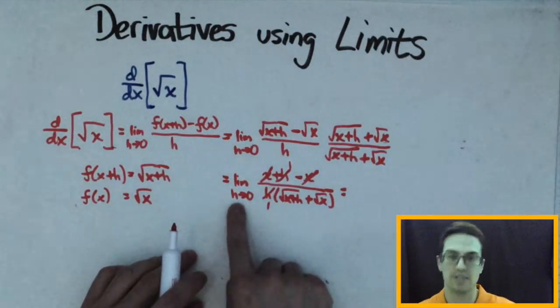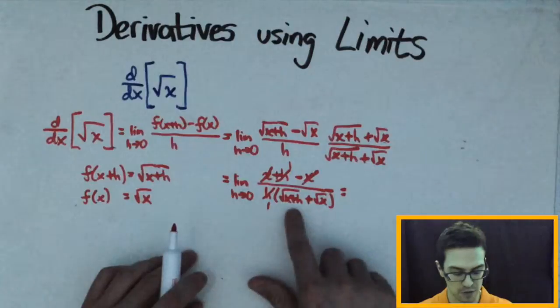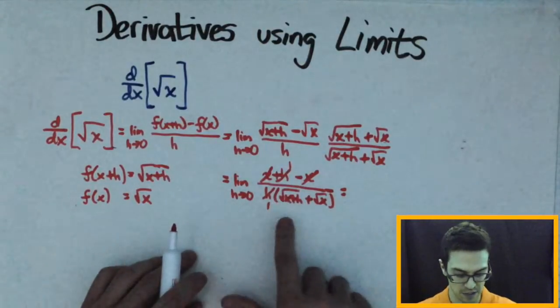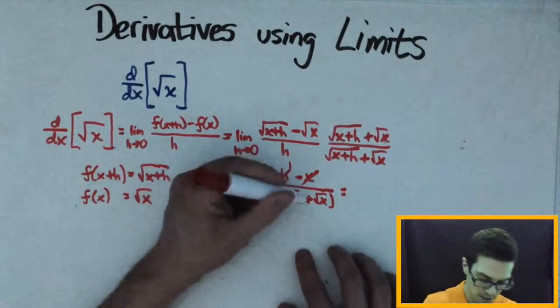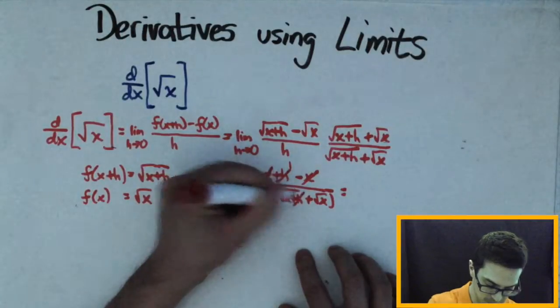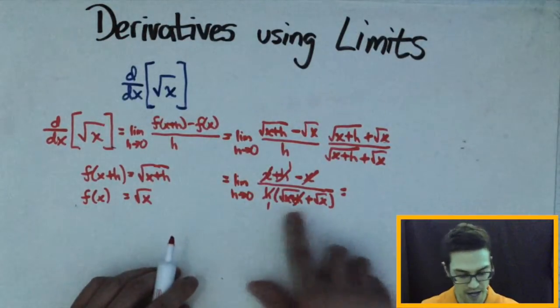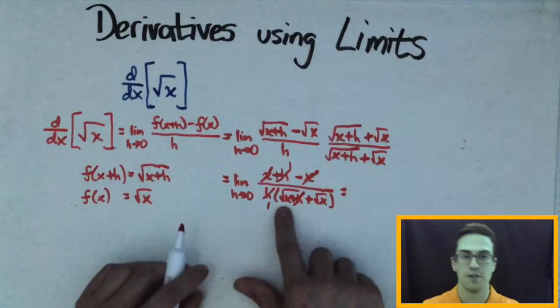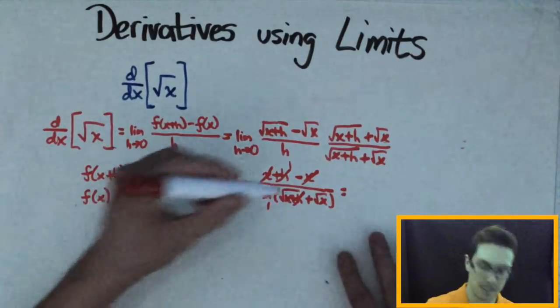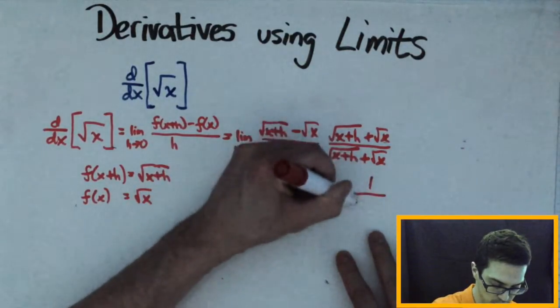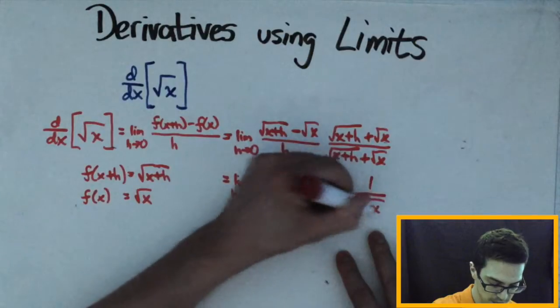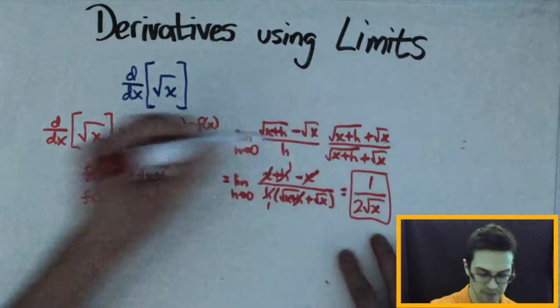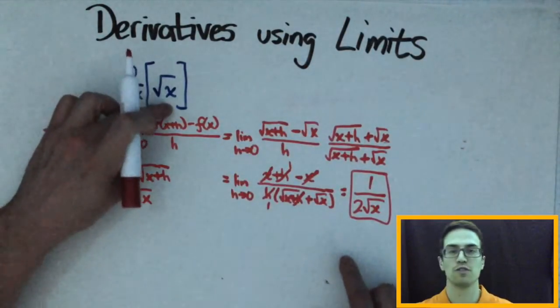So now if we look at this h going to 0, we can use direct substitution, because now this is going to be a continuous function at 0. So what I'm going to do is just put a line through this h, because it's going to 0. We don't need to worry about it. And you end up with 1 over the square root of x plus the square root of x, which ends up being 1 over 2 times the square root of x. And that ends up being our derivative for this original function of the square root of x.